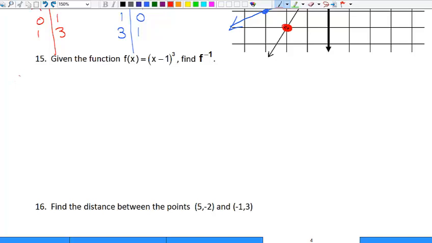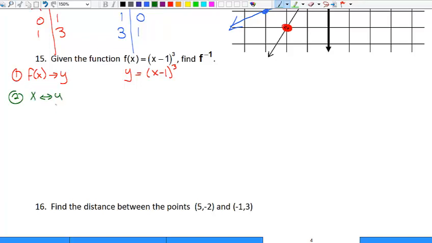So on number 15, the first step is to take my function f of x and take out the f of x and replace it with y. So we're going to write your steps to the left, but I'm going to do the work right under the problem. Okay, step 2 would be to interchange the x's and the y's.